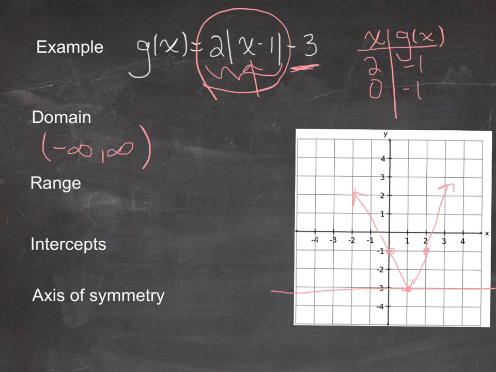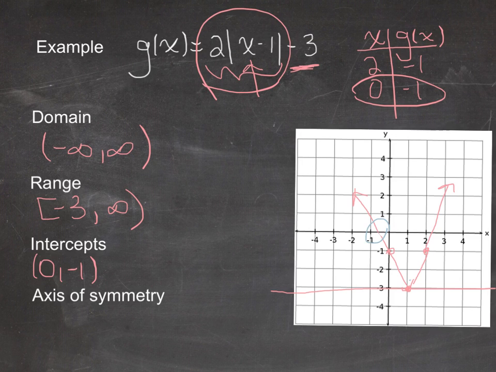So I will have my range going from -3 up to +infinity. Okay, in my intercepts, I see that I have a y-intercept as well as 2 x-intercepts. So my y-intercept is easy. I found it here in my table of values, so that's 0, -1.